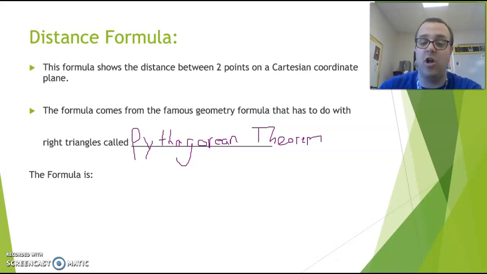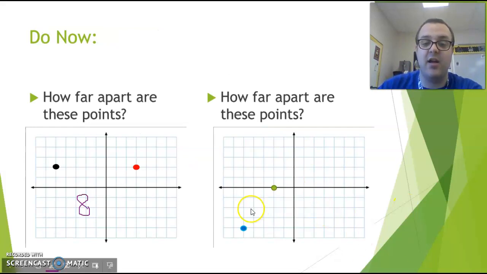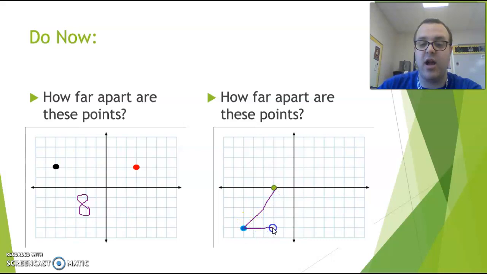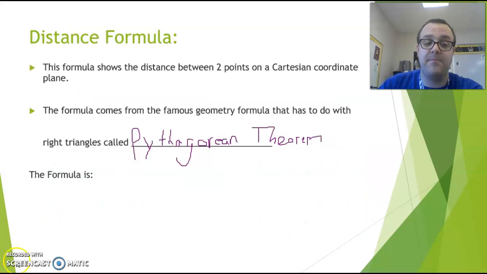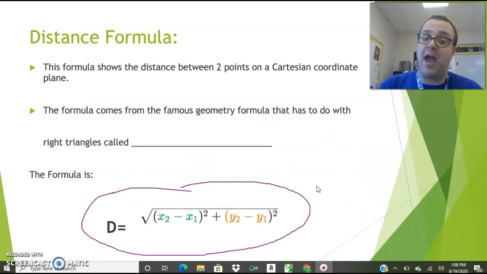If you go back and look at our previous slide, if I want to find this distance, I can draw a right triangle by connecting these spots right here. I can see how far apart that is. I can see this right triangle, and I can then use the Pythagorean theorem. And through the magic of video, we now have our distance formula. The distance formula is the square root of the quantity x2 minus x1 squared plus y2 minus y1 squared.